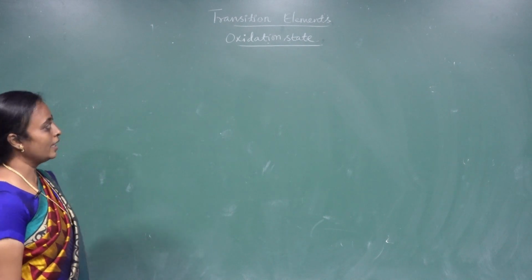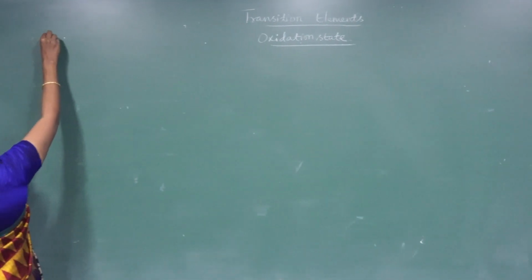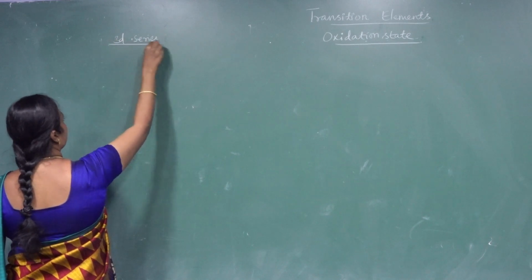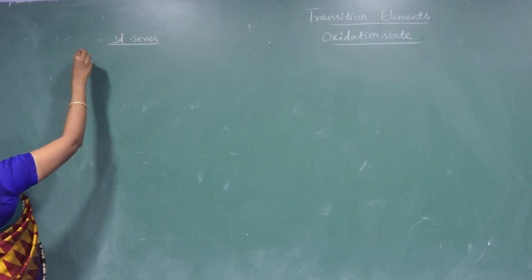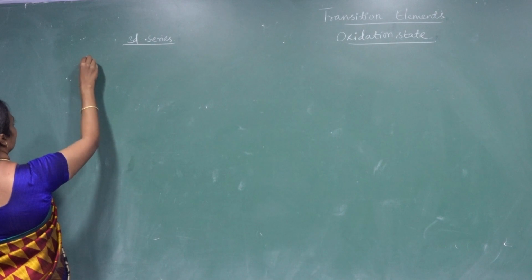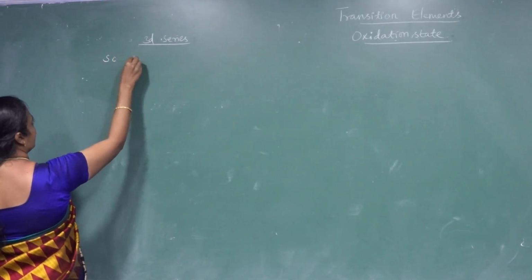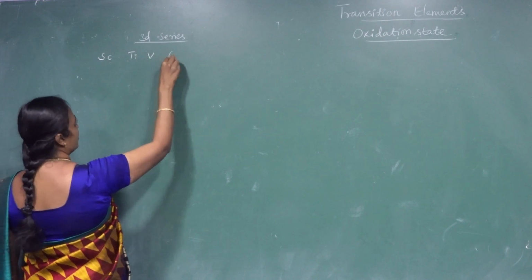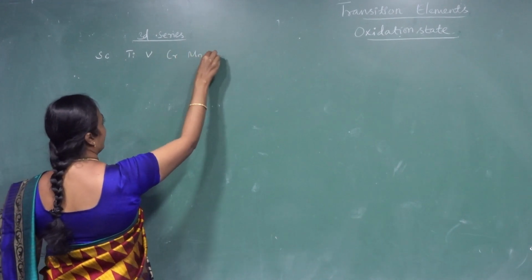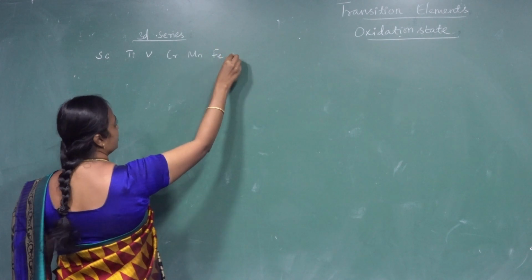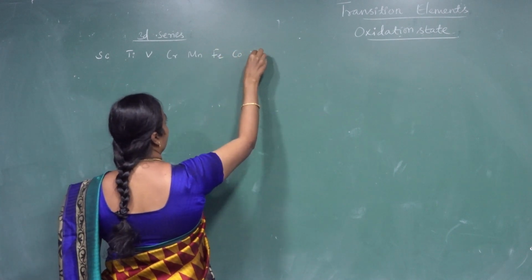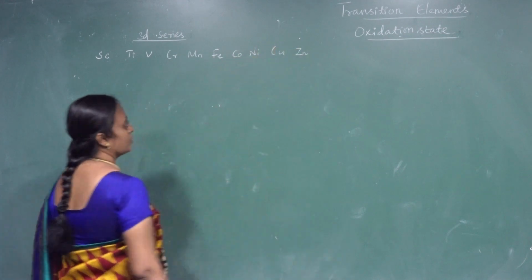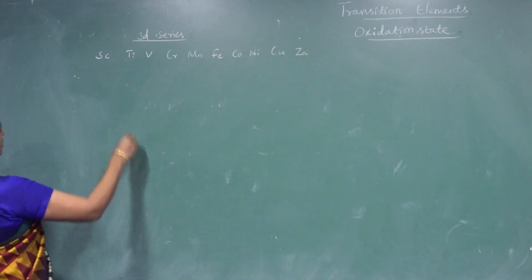First we will start with what oxidation states are possible for the 3d transition elements. We know in the 3d series there are totally 10 elements: scandium, titanium, vanadium, chromium, manganese, iron, cobalt, nickel, copper and zinc.